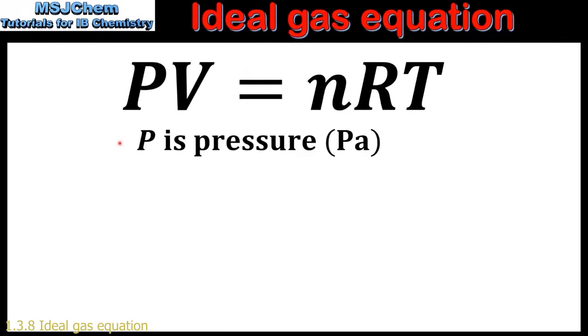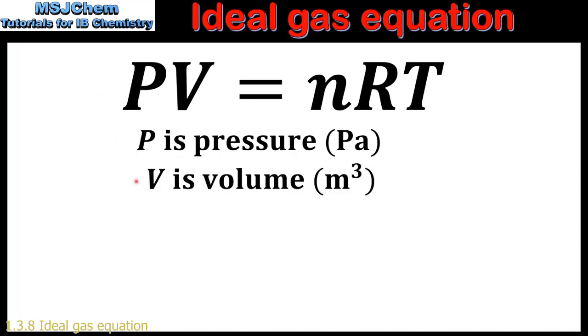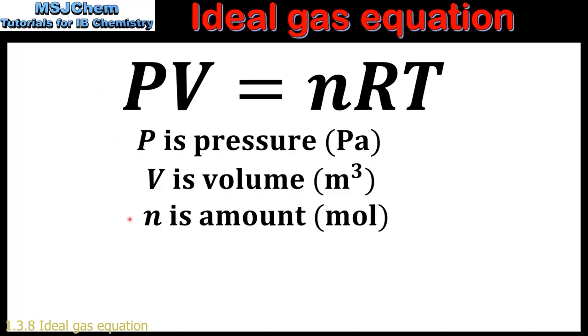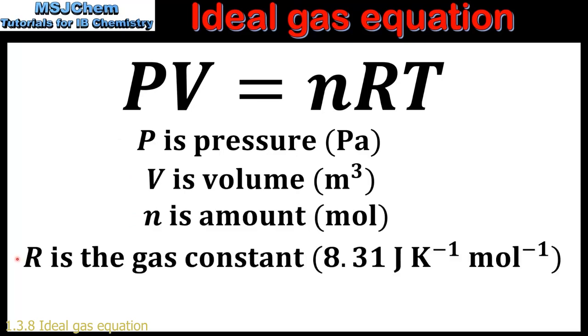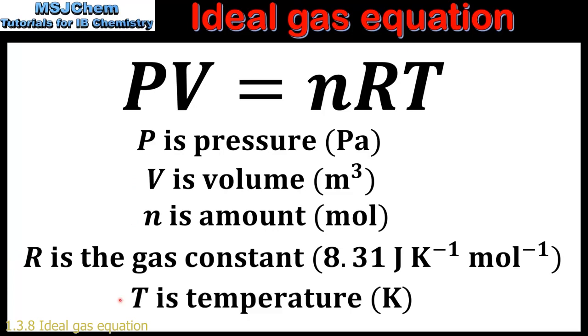So here we have the ideal gas equation, which is PV equals nRT. P is pressure in pascals. V is volume in meters cubed. n is amount in moles. R is the gas constant, which has a fixed value of 8.31 joules per Kelvin mole. And T is the temperature in Kelvin.